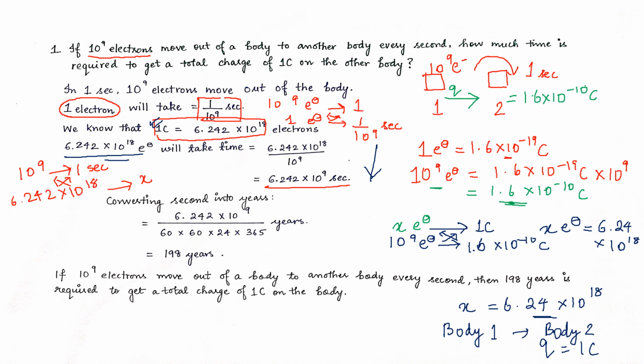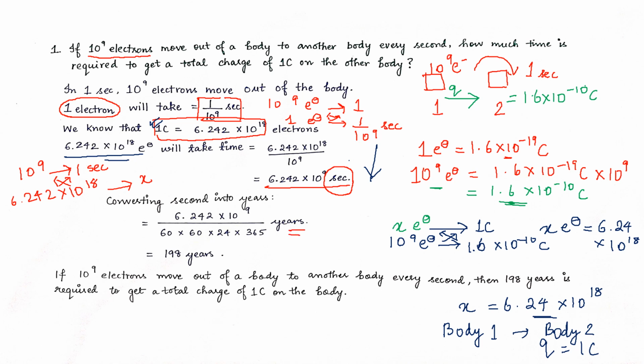This is the time taken by 6.242 into 10 to the power 18 electrons to pass from body number 1 to body number 2, so that body number 2 can acquire a charge of 1 coulomb. Now the answer which we received is in seconds. We need to convert it into years.